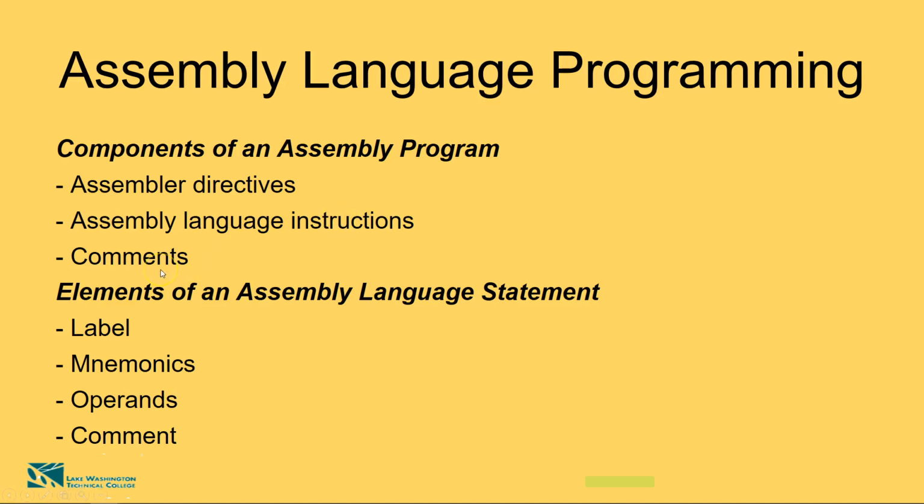And then we have comments. There are two types of comments which are used in assembly programming. The first type is used to explain the function of any single instruction or a directive, and the second type explains the function of a group of instructions or directives, or a whole routine or whole program which you make. Now next we have elements of an assembly language statement, and under that we have label, mnemonics, operands, comment.